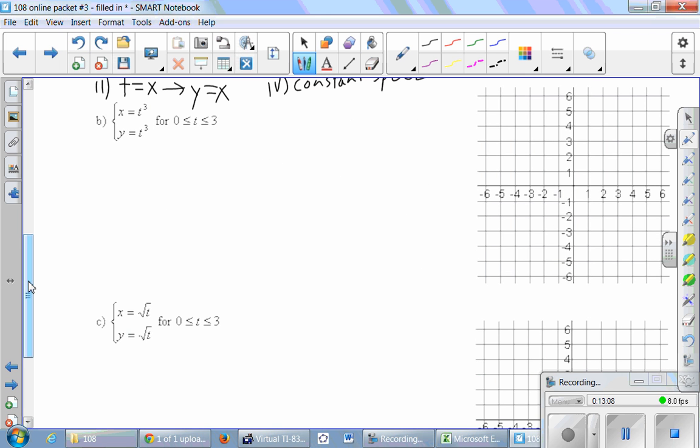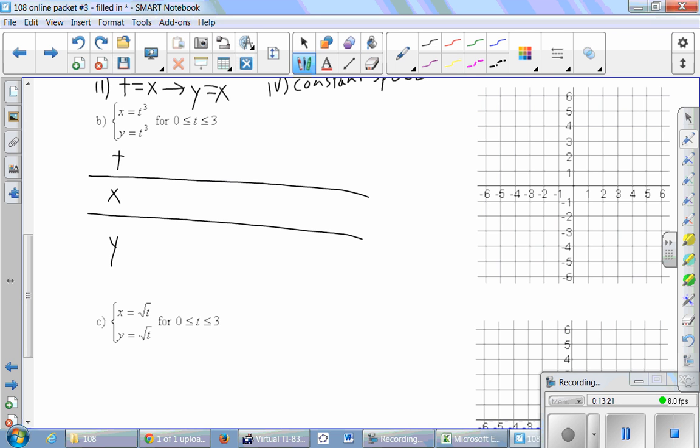Part B, x equals t cubed, y equals t cubed, again between 0 and 3. All right, so I'm going to do these ones very quickly. Again, I'd encourage you to do as much as you can on your own before relying on the video. But like I said, I'm going to zip through these because it's largely the same thing, although some of the eliminating the parameter gets tougher on the later examples.